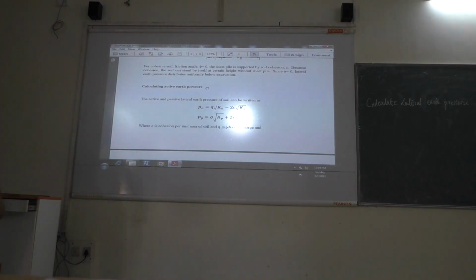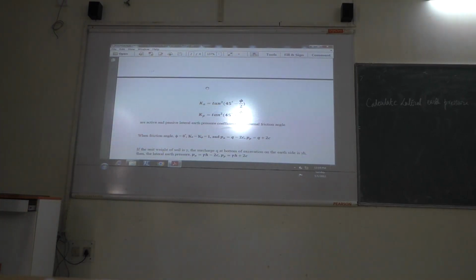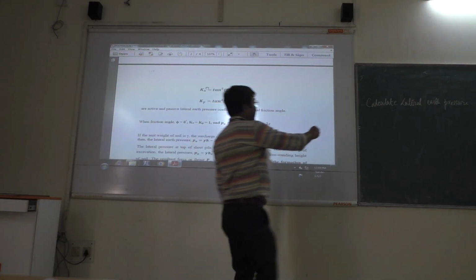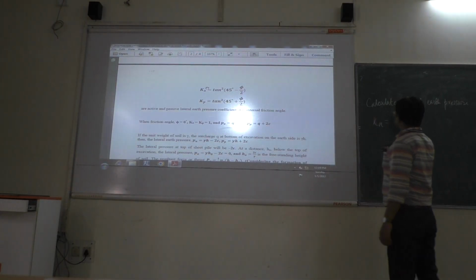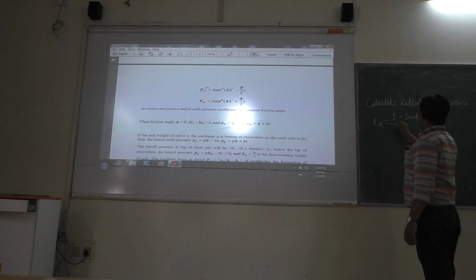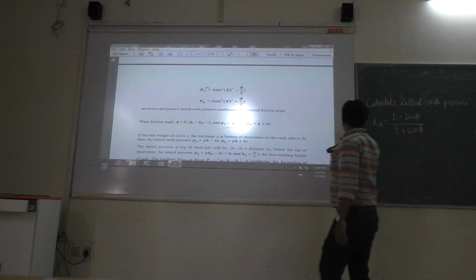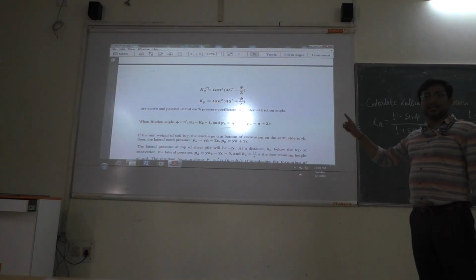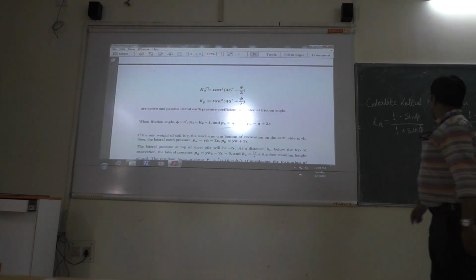Now coming to the next part. Next part is that KA is nothing but tan square (45 degrees minus phi by 2). From that, KA is (1 minus sin phi) divided by (1 plus sin phi). The primary equation, from that this can be derived. Okay, and KP is (1 plus sin phi) divided by (1 minus sin phi). Isn't it?